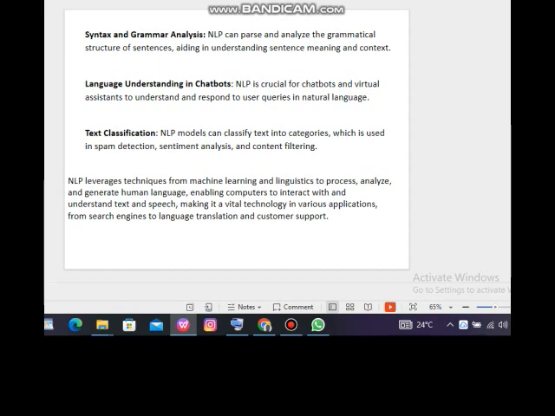Language understanding in chatbots. It is also crucial for chatbots and virtual assistants to understand and respond to user queries in natural language. Text classification. NLP models can classify text into categories, which is used in spam detection.